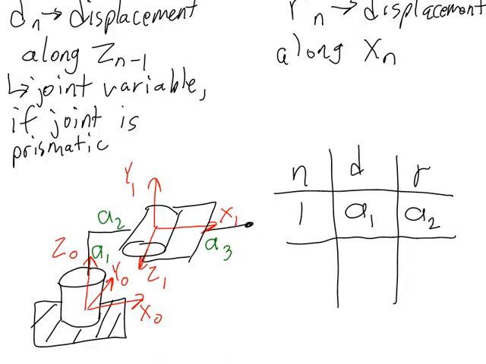These four parameters, theta, alpha, d, and r, are the only parameters we need to find the complete homogeneous transformation matrix between any two frames. Once we've found these four parameters, we find the homogeneous transformation matrix by plugging the numbers into a standard matrix. I'm now going to show you what that standard matrix looks like.